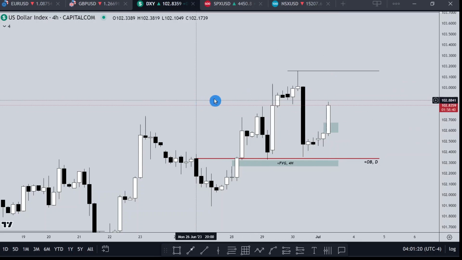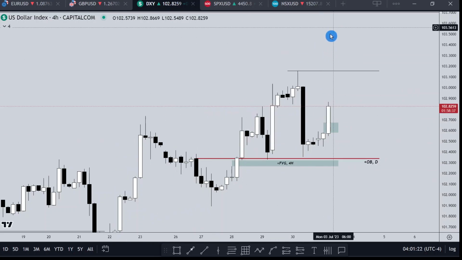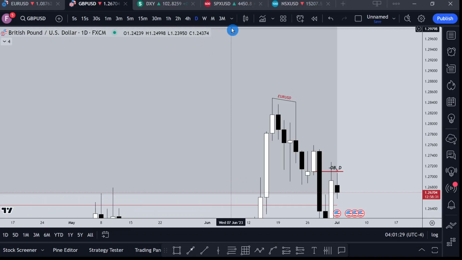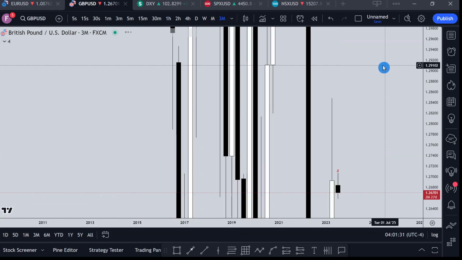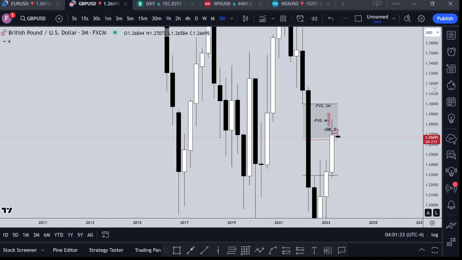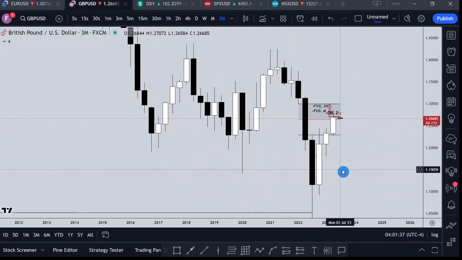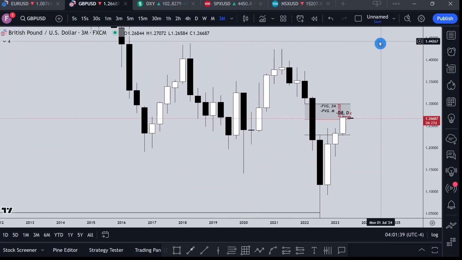Now let's frame our bias. Since we are bullish on the dollar, it means you want to see lower prices on the pound and the euro. So the same thing, let's start with the 3-month time frame. That's the higher time frame available on TradingView. So let's see the 3-month time frame. We can clearly see that we are bearish, have a shifting market structure below this low. Price pulls back to a 3-month fair value gap.